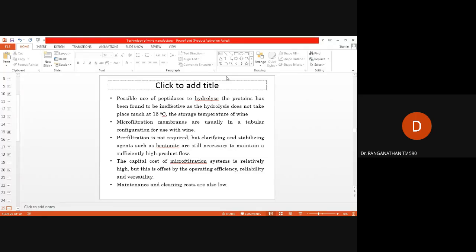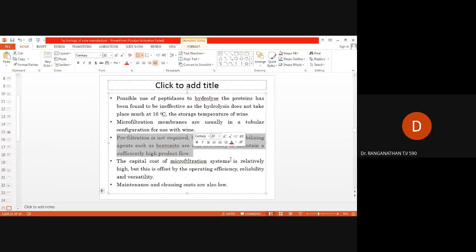Peptidases or proteases can be used to hydrolyze the proteins. So this will ensure that the haze settles down, which can then subsequently be filtered. So microfiltration membranes are used in a tubular configuration. Refiltration is not required, but clarifying and stabilizing agents like bentonite are necessary. Why? Bentonite is what is called a filter aid.